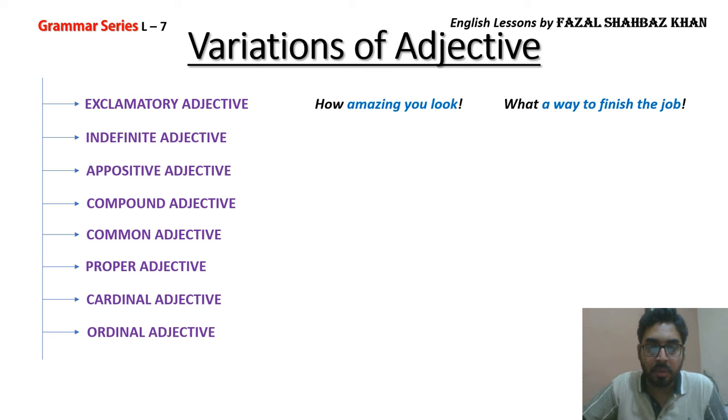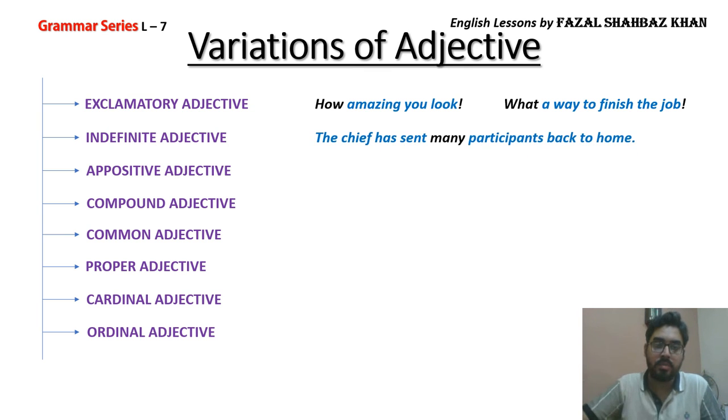So the second type on your screen is in the shape of an example. The chief has sent many participants back home. Now you need to understand indefinite adjective, which does not talk about any specific description of any noun or any pronoun. Say, for example, we talk about participants here. So participants is definitely a noun. So we are describing a noun in a whole new way, in the shape of many. That many is not specifying which participants we really are talking about.